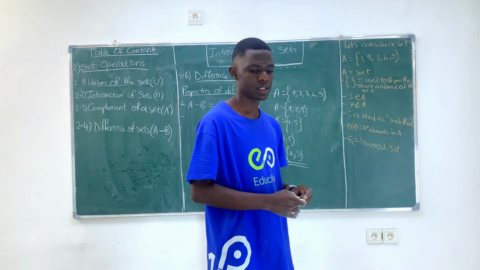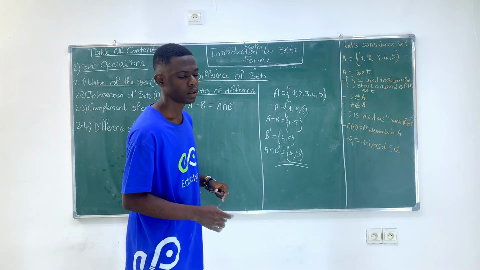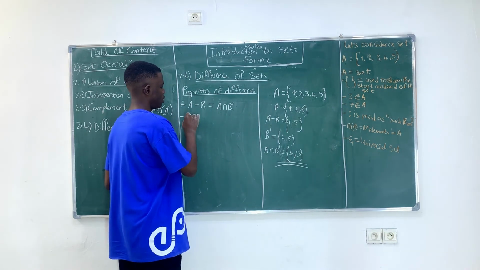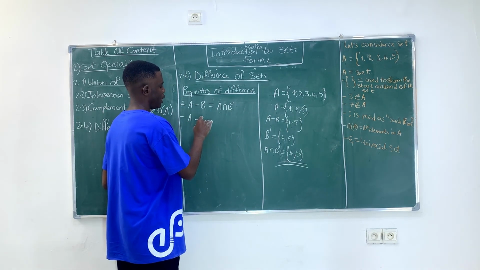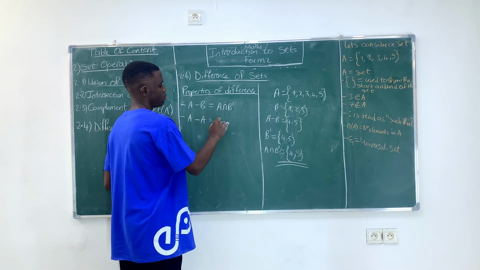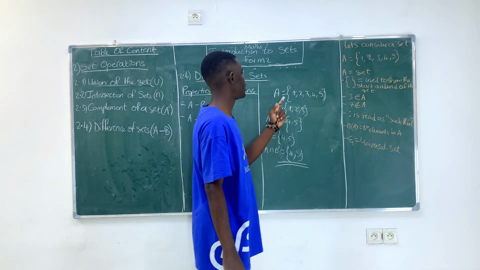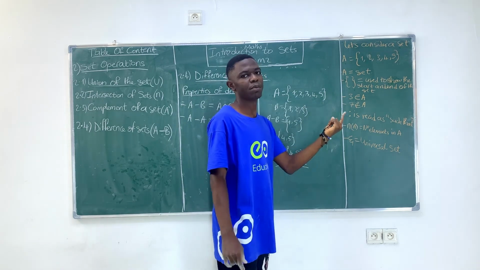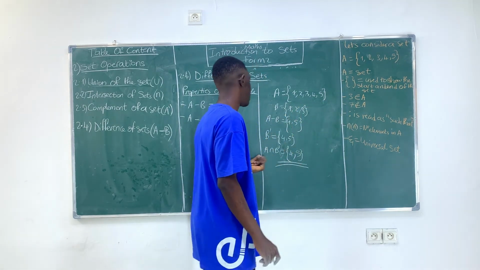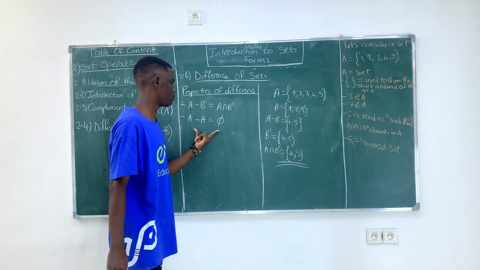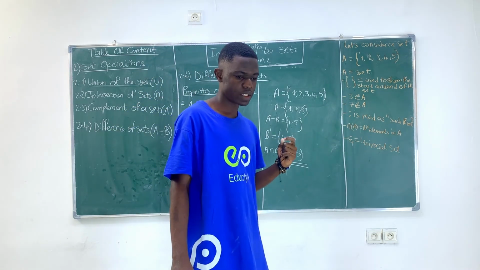The second property says A minus A is normally equal to an empty set. If you have this A, you have the same A, and from it you remove the same A, you have an empty set normally. So, what is the third property?